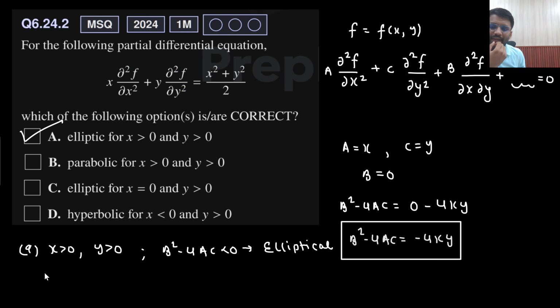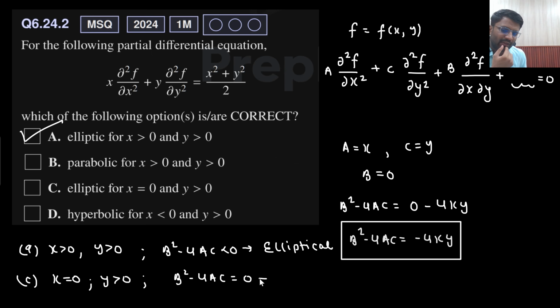Next, if x equals 0, if I go with option C, if x equals 0 and y is greater than 0, then what will be the value of b square minus 4ac? Sir, if x is 0, then b square minus 4ac will be 0 only. So it will come out to be parabolic. This option is also wrong.